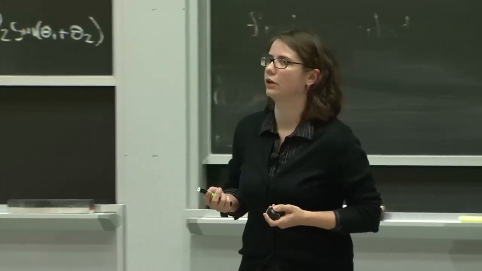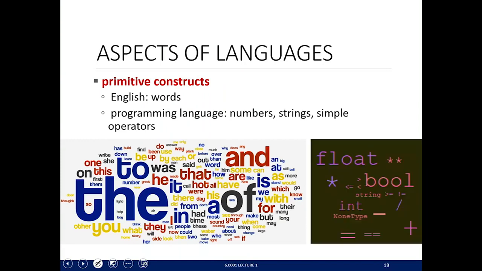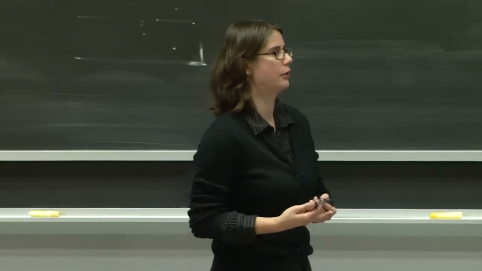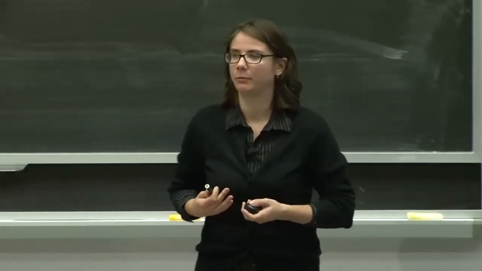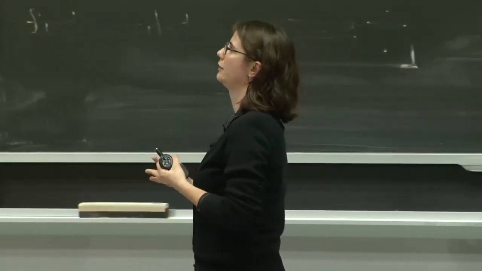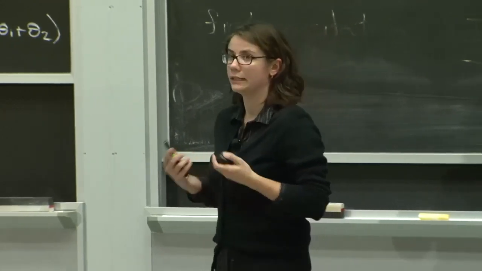So in English, the primitive constructs are going to be words, right? There's a lot of words in the English language. In Python, there are primitives, but there aren't as many of them. So there are floats, booleans, these are numbers, strings, and simple operators like addition, subtraction, and so on. Okay, so we have primitive constructs. Using these primitive constructs, we can start creating, in English, phrases, right? Sentences. And the same in programming languages.